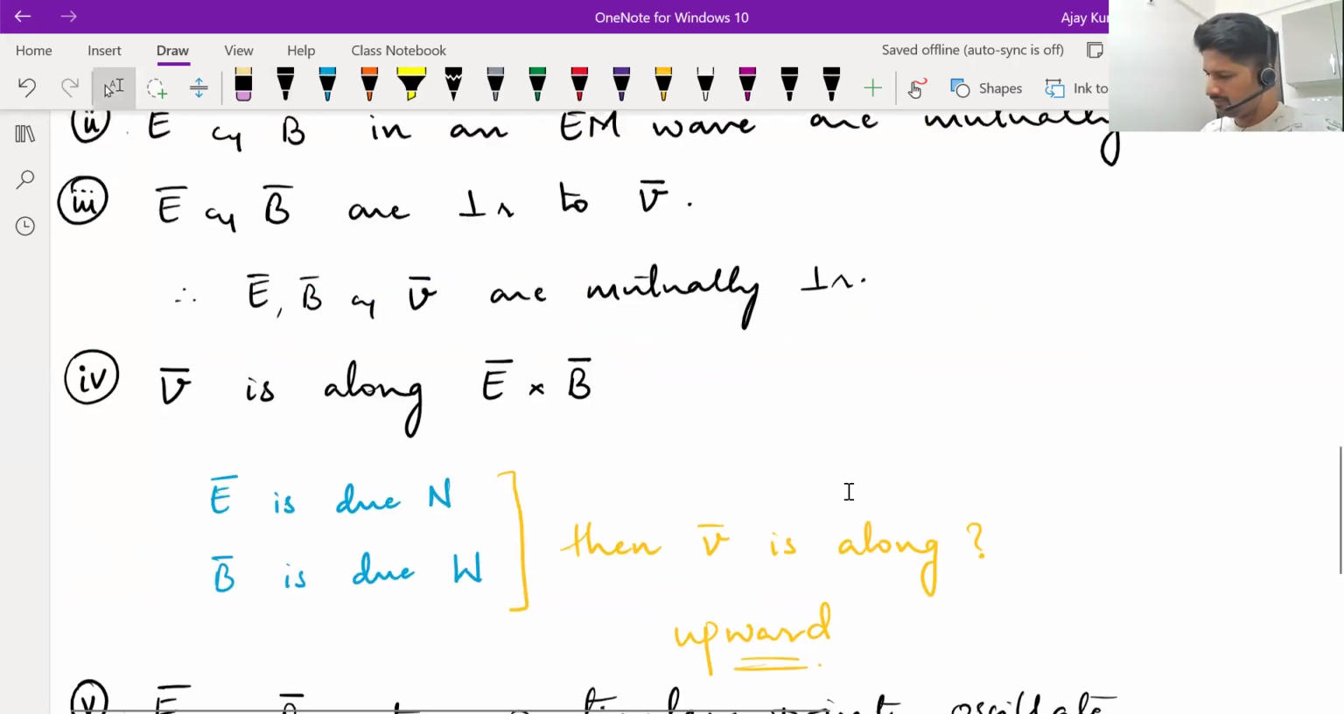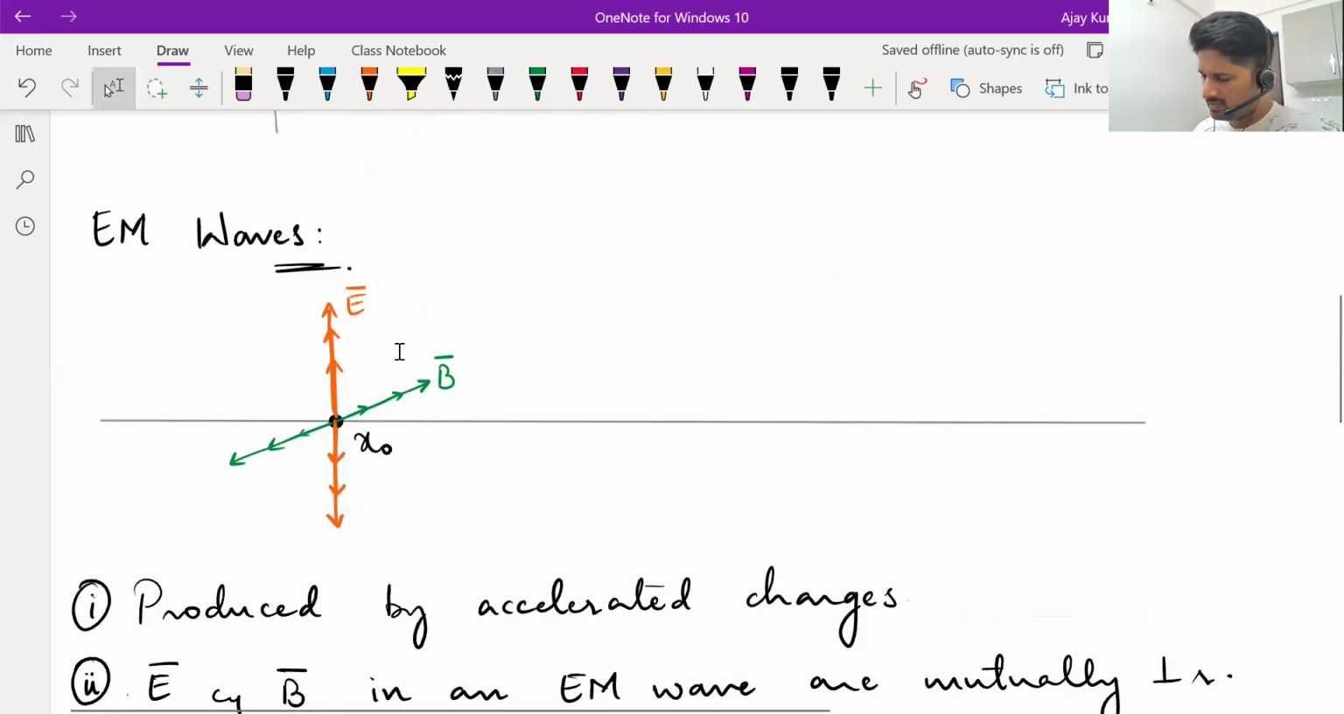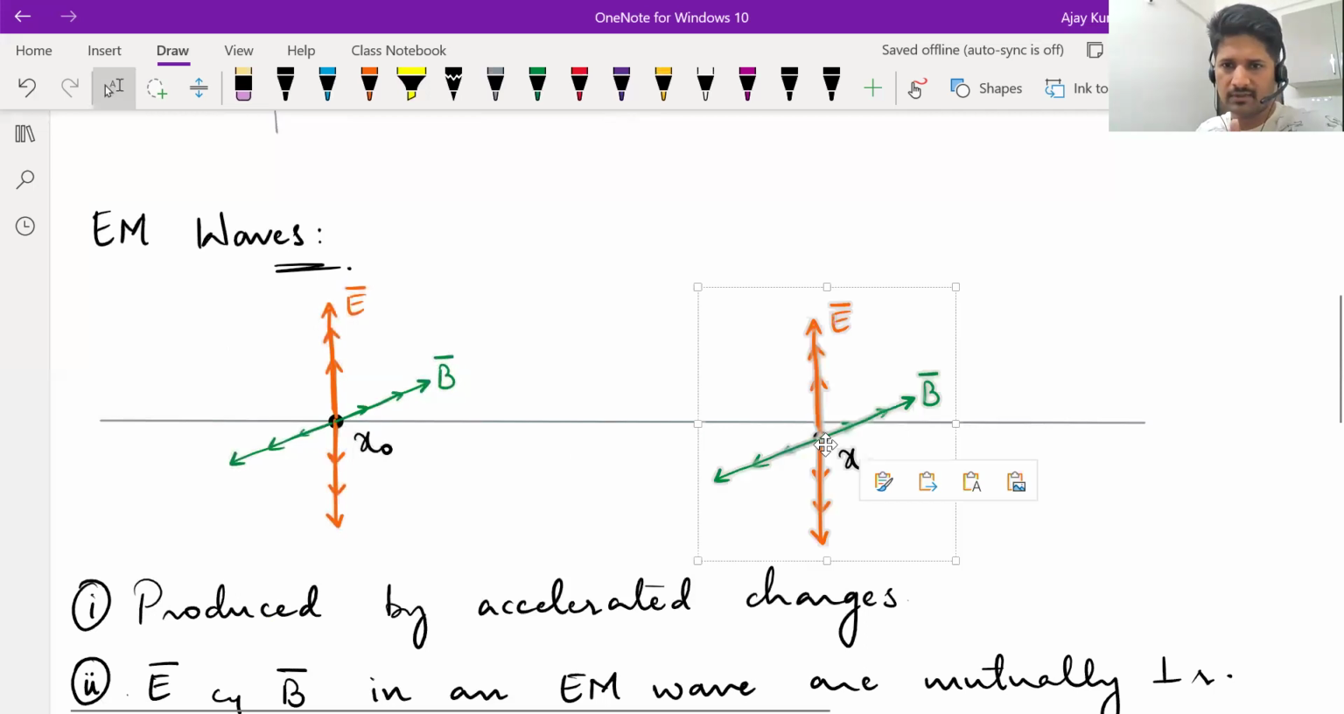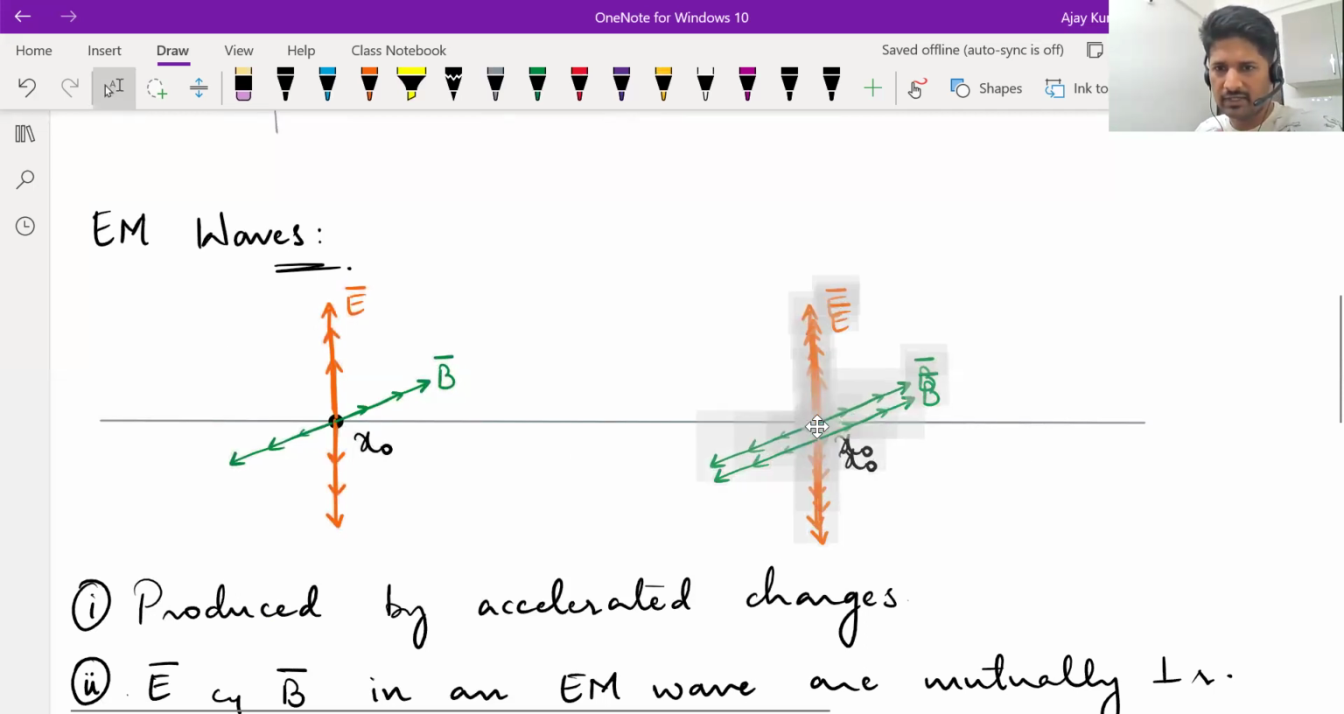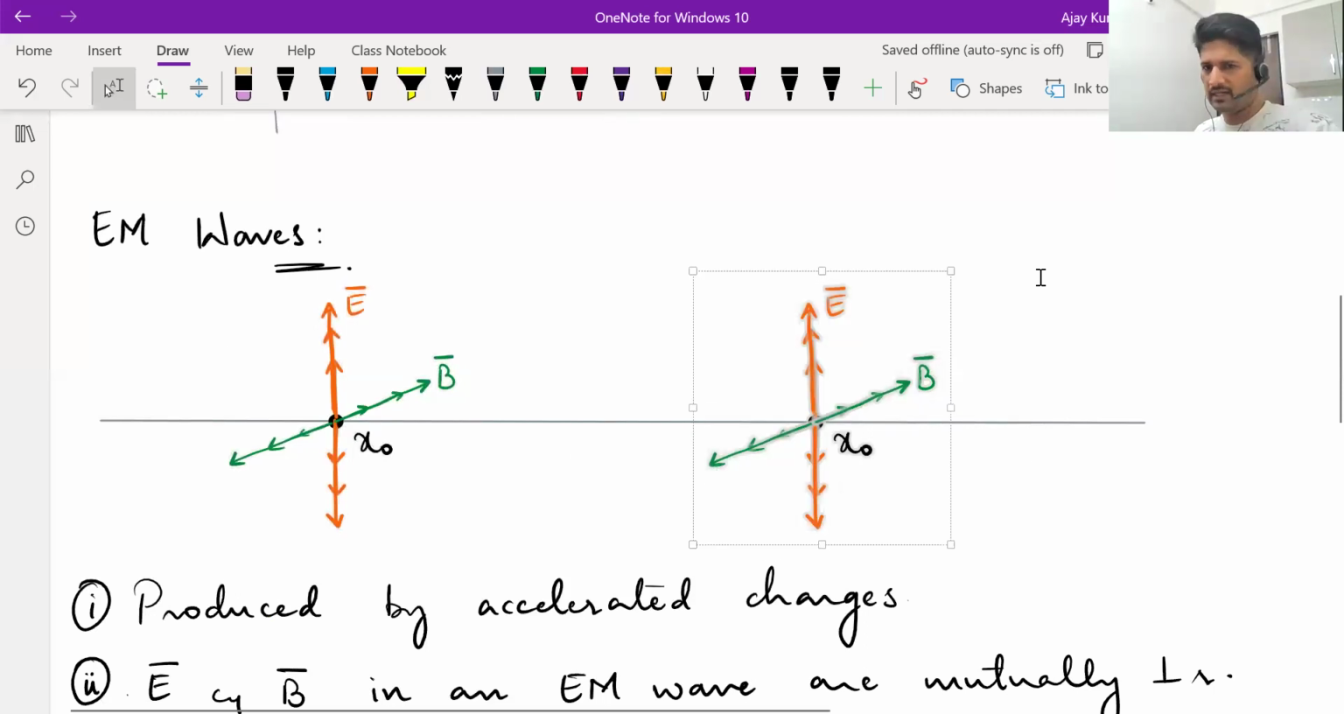What does this mean? Okay. See, consider something like this. At a particular position, an electric field and a magnetic field have been set up. Assume there's an electromagnetic wave propagating along that gray line, along the x-axis. Now, E cross B should be in the direction of propagation of the wave.